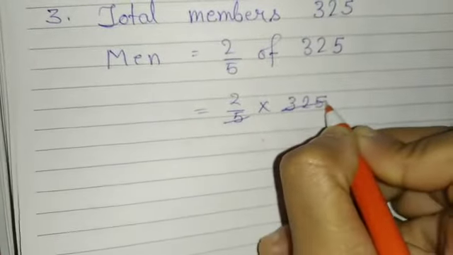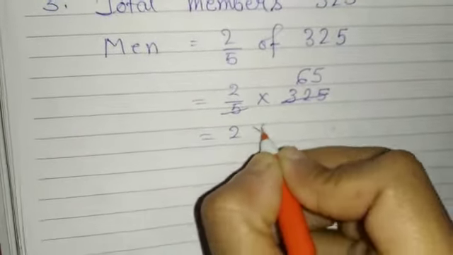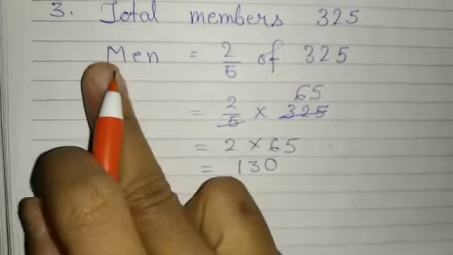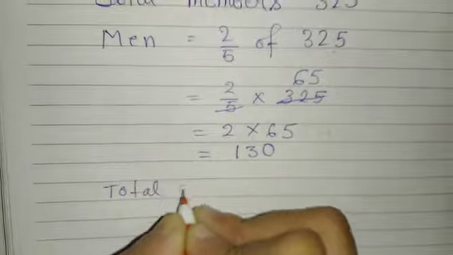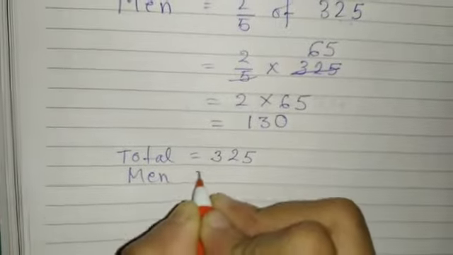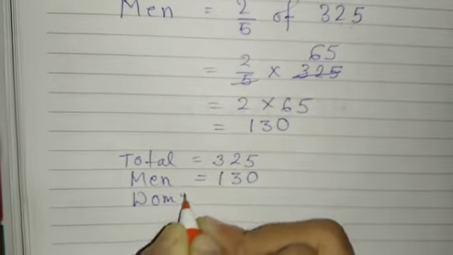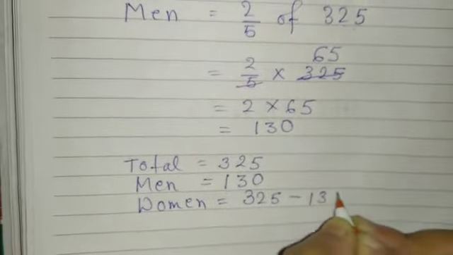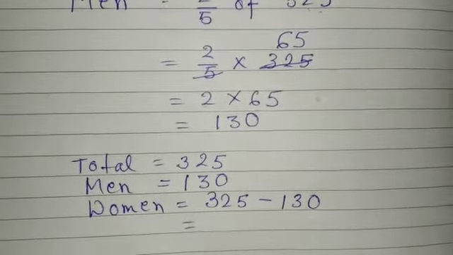Now 5 can divide this number. So we have to multiply this. 130 are men. Total is what? 325. So total 325, number of men 130. So the number of women will be 325 minus 130. Now we have to subtract this number to get the answer for the women.